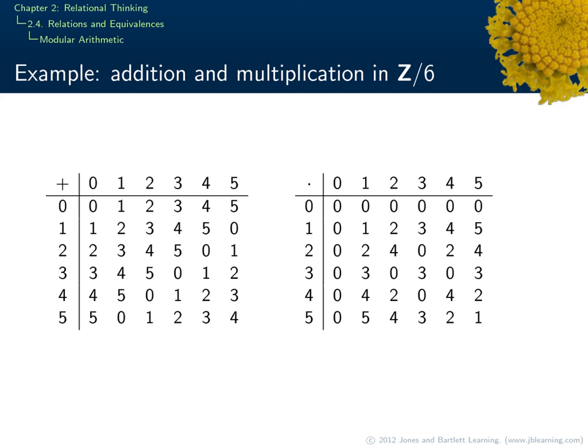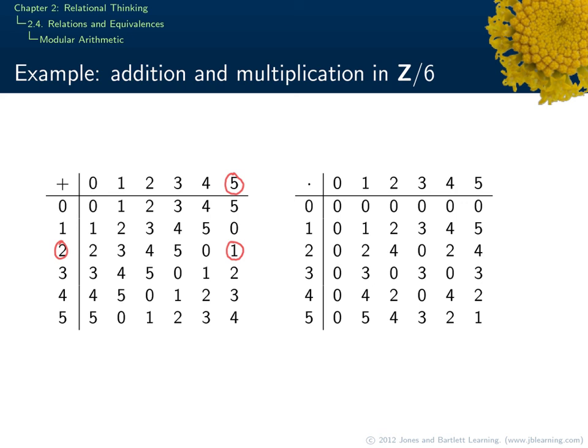So here, for instance, if we take 2 plus 5, what we're asking is, what's the equivalence class that contains the sum 2 plus 5? That would be the equivalence class modulo 6 containing the number 7. Well, that equivalence class also contains the number 1, which is our team captain. And so 1 is the result of that sum.